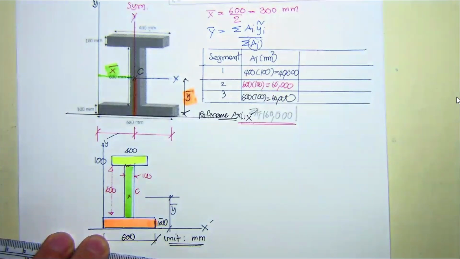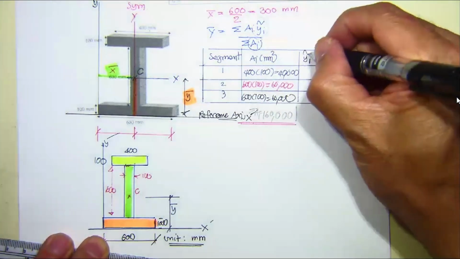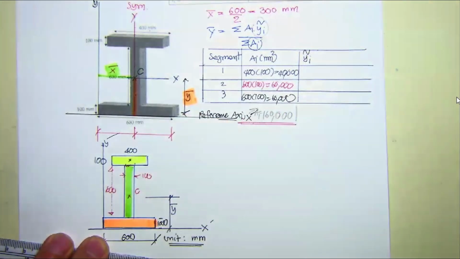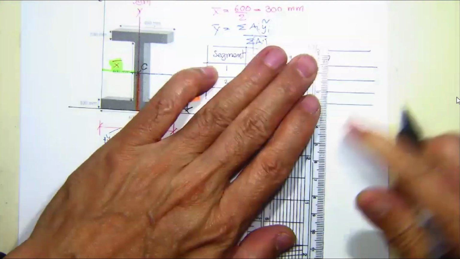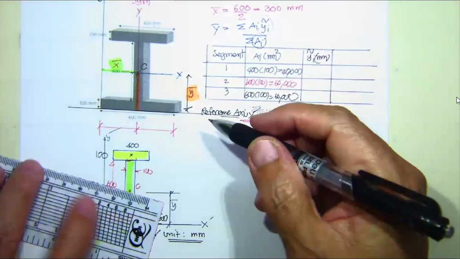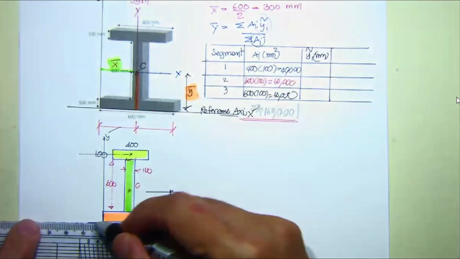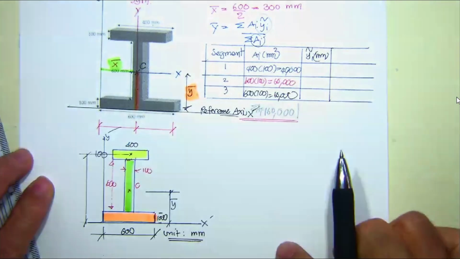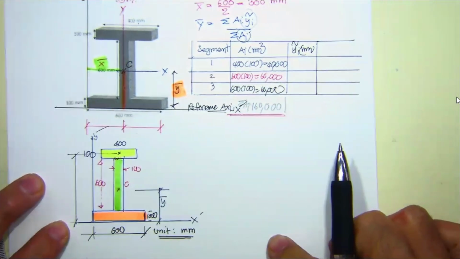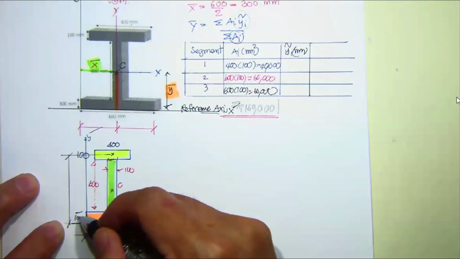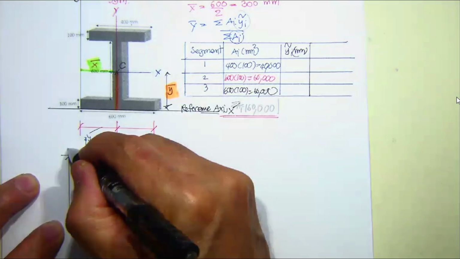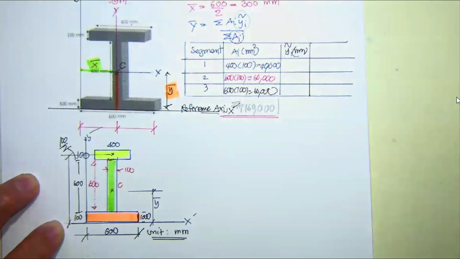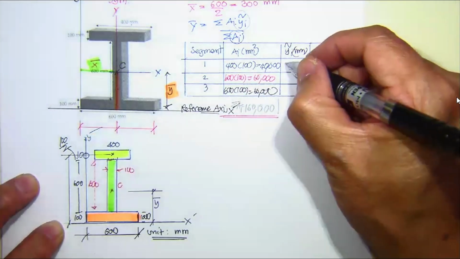Okay. Now, move to the term A sub i y sub i. This is going to be y sub i, the centroid of each section. Okay, the centroid of each section, that's going to be in millimeter. And then you got to have this one. The first, from here to here, that's going to be our y sub i. The first one, that's going to be what? This is 100. This is 600. This is going to be 100 divided by 2. Then this is going to be 650.